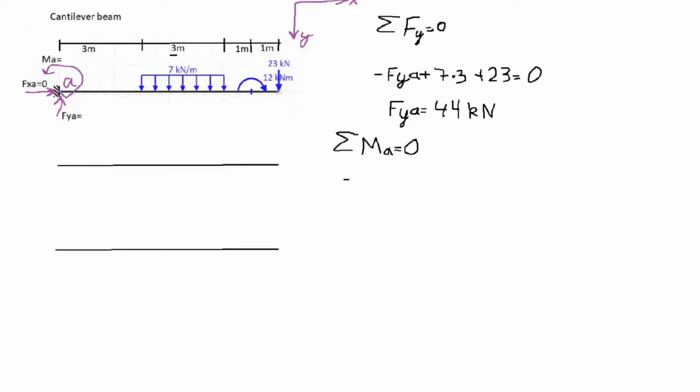So the first force that will create a moment is this distributed load, 7 kilonewtons, and we have to make it a concentrated load. So we multiply it by 3, how much length we have this load over, and we will multiply that with its moment arm, which is 4.5.